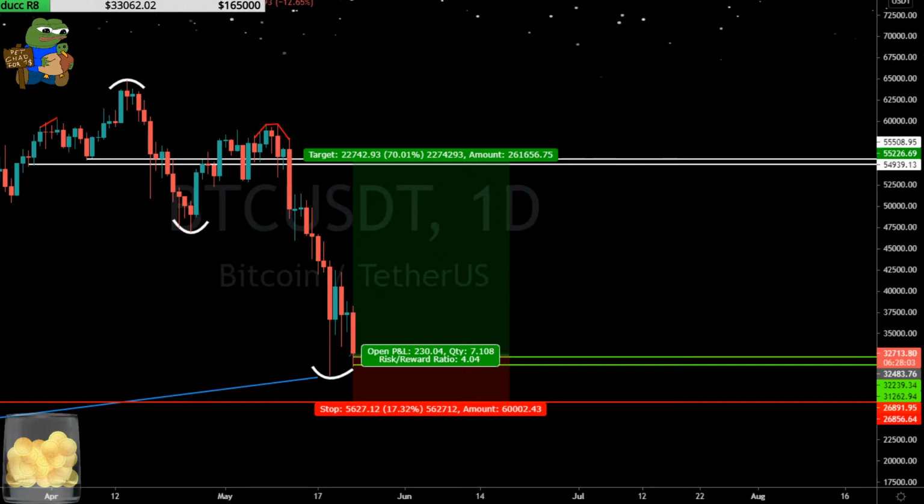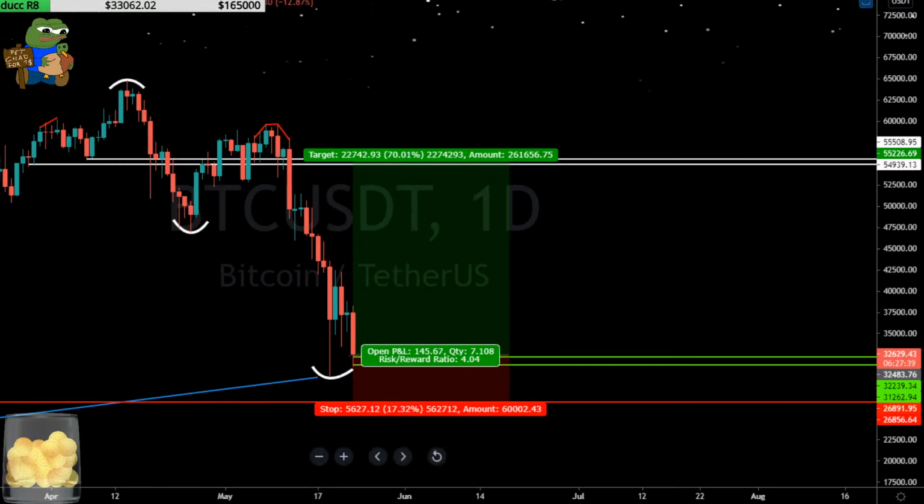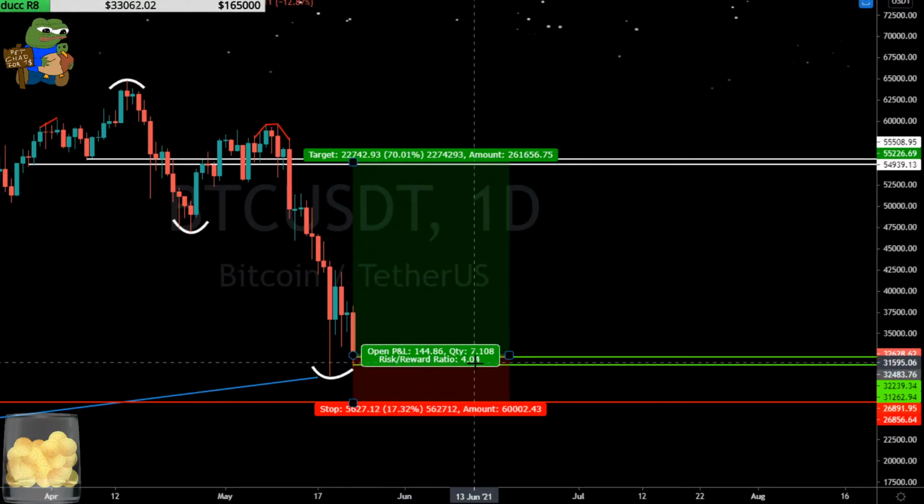So this is an area where we figured we'd get this double bottom. We put in a slightly higher low. So again, you have a plan, you execute the plan. If the plan fails, well, we would lose 1R here, right? 1R would be like 17%.